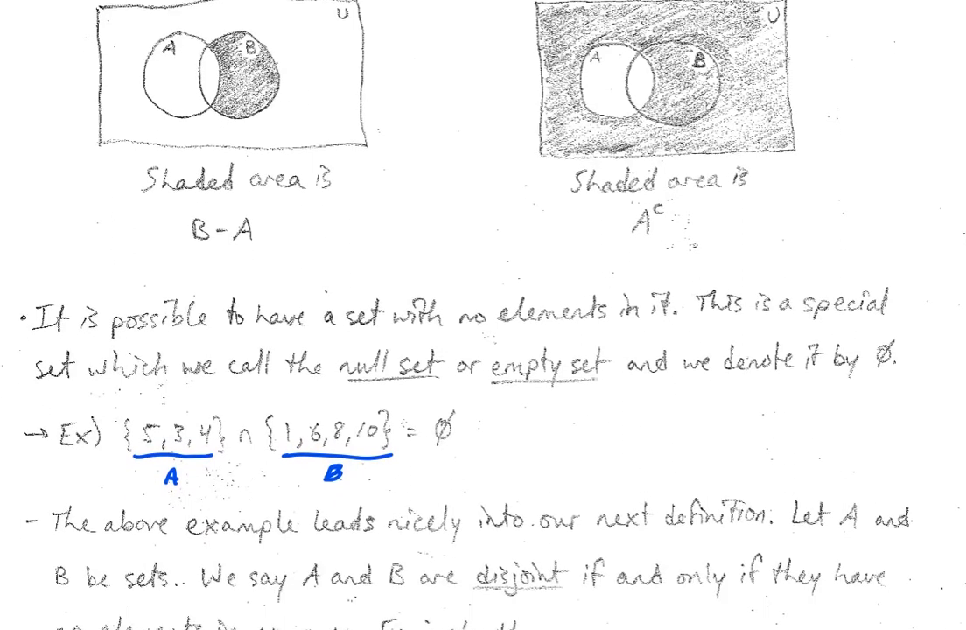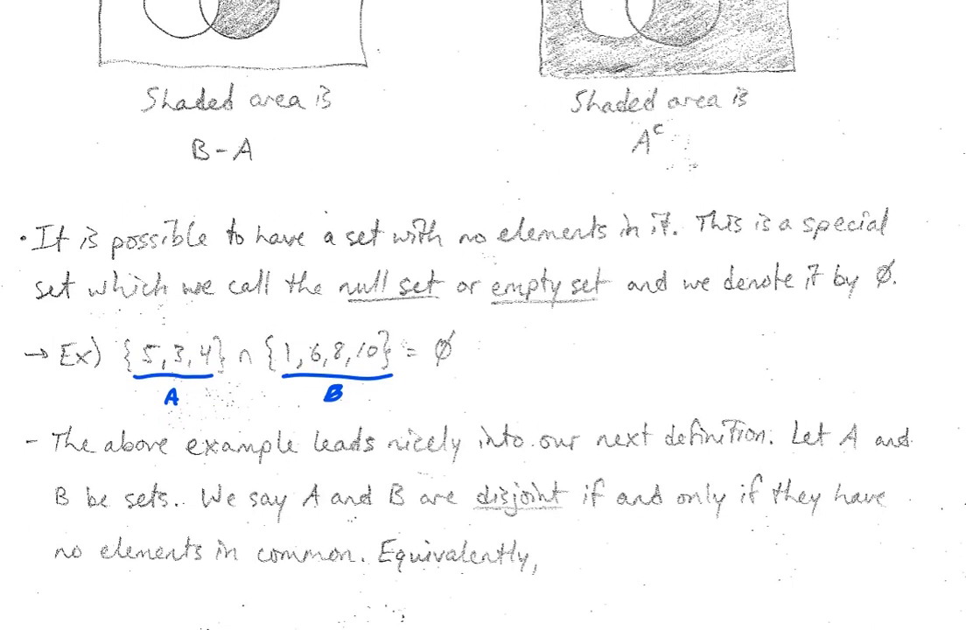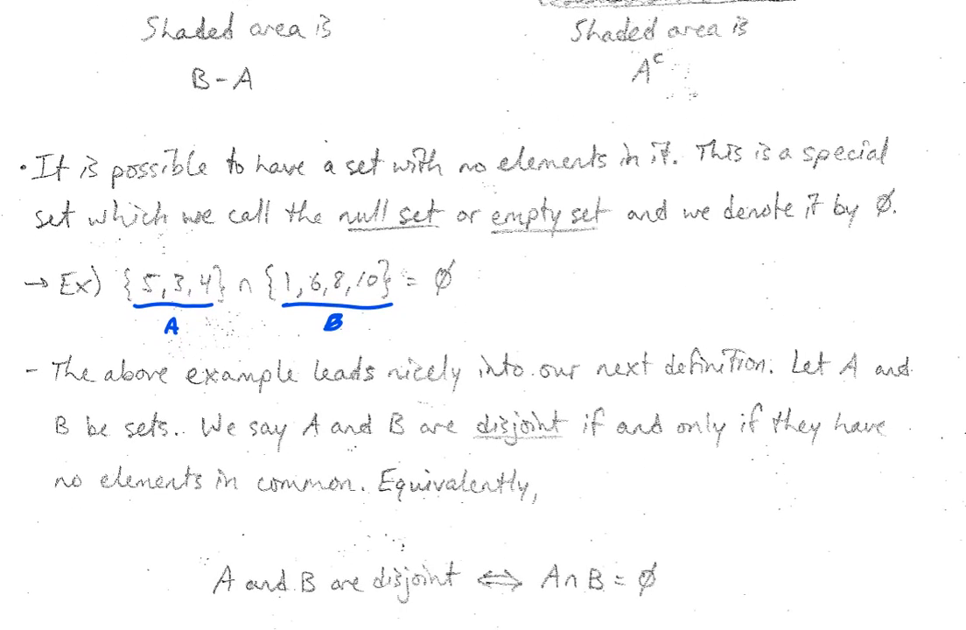And this leads us nicely into our next definition. If you have two sets, A and B, that don't have any elements in common, that is to say, their intersection is the empty set, then we say that these sets are disjoint. So if two sets don't have any elements in common, and their intersection would be the empty set, we would say that they are disjoint sets.